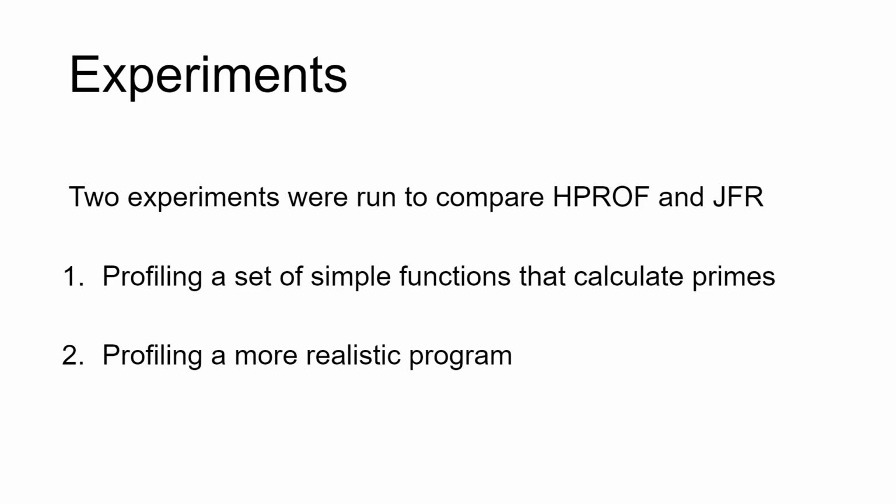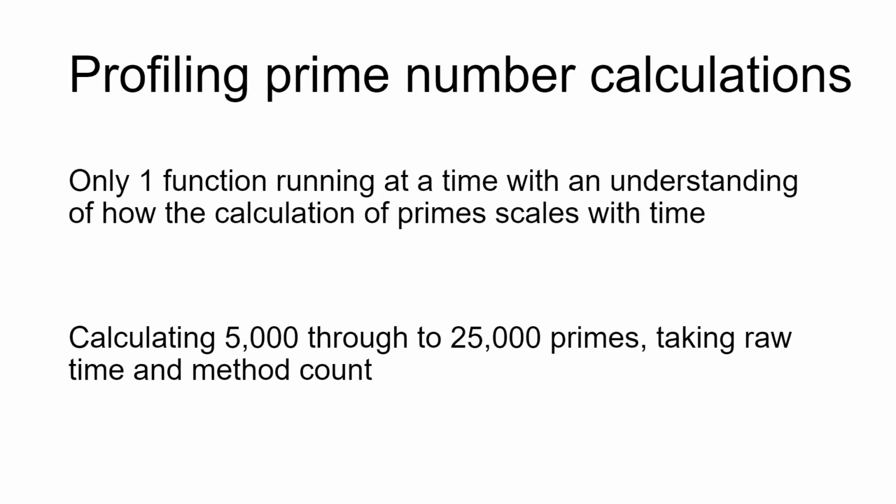Next, after I got it all working and put it all together, I decided to run some experiments. First, I profiled a set of functions that calculate primes, and next was to profile a more realistic program. So first, profiling prime number calculation. Why did I choose to do this? Well, it was very easy to see, as we were looking before, we care about the ranks, and it's easy to tell that a function that calculates 5,000 primes should be ranked lower than one that calculates 25,000 primes. So we expect the ranks to be 25,000 first, then 20,000, then 15,000, then 10,000, then 5,000.